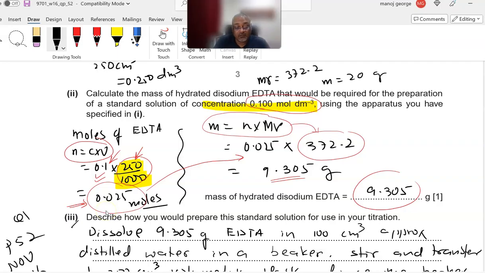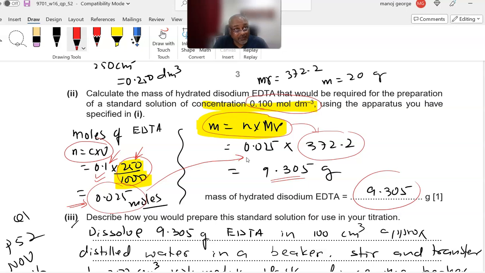So once I got the moles of the EDTA, how to figure out the mass? Now remember the IGCSE formula: mass equals moles times MR. So we already have the moles coming in from here, 0.025.